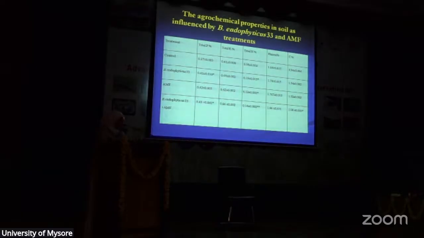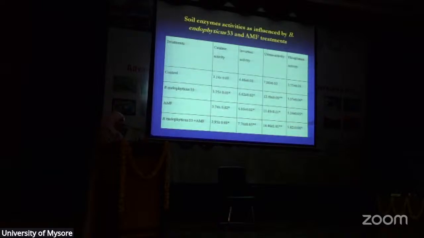Soil chemical properties: both treatments improved total phosphorus, nitrogen, and carbon content in the soil. The co-inoculation treatment resulted in the highest nutrient levels, demonstrating better soil fertility. Soil enzyme activities such as catalase, invertase, urease, and phosphatase significantly increased in all inoculated treatments. The combined treatment again showed the highest enzyme activities, indicating improved soil biological health.